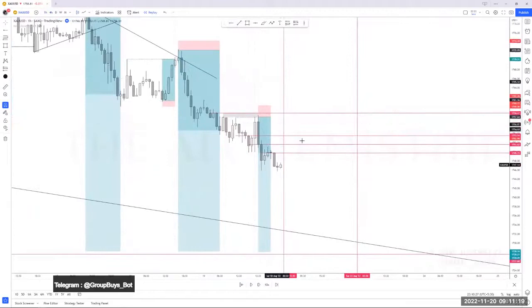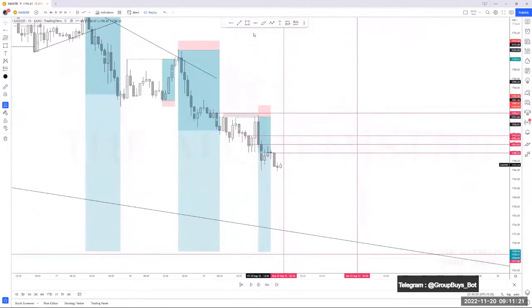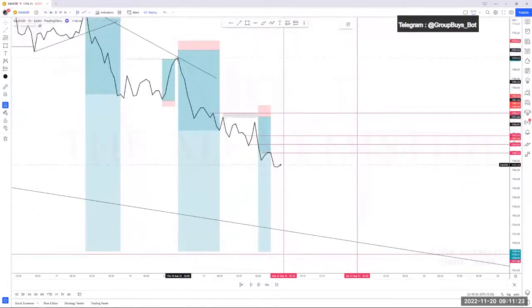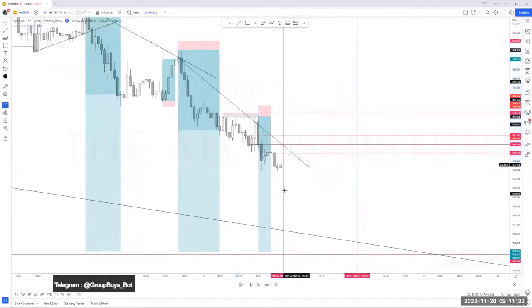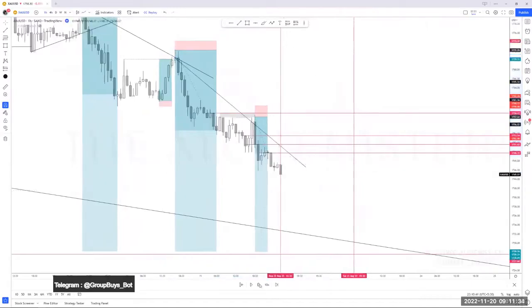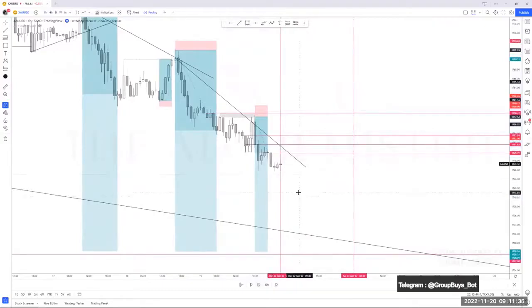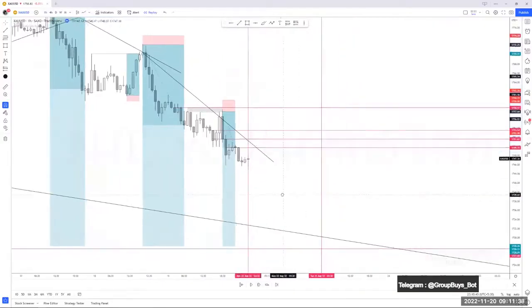Engulfing. Let's see. There it comes, engulfing. Let's see where price is going to tap into next day. Okay, a new day is about to begin. Can you see that? A new day is about to begin.